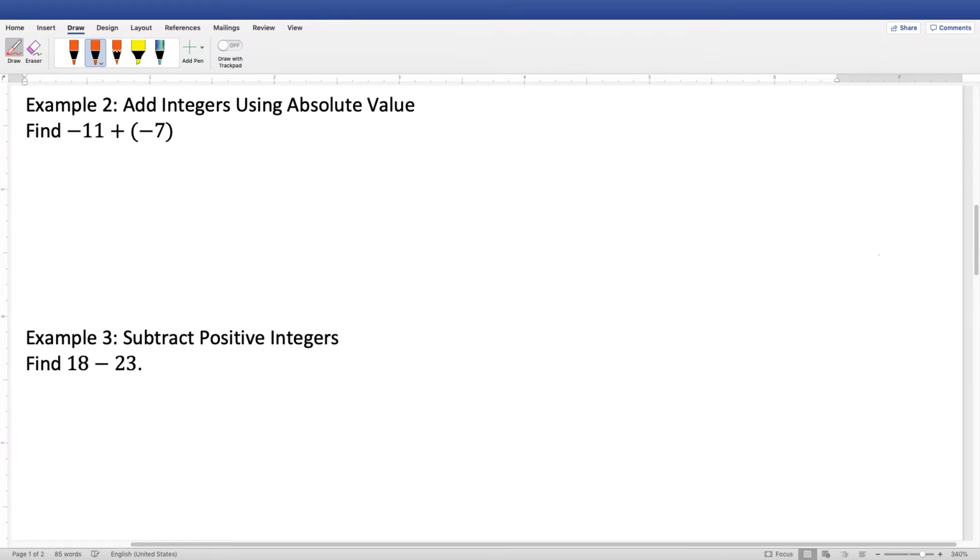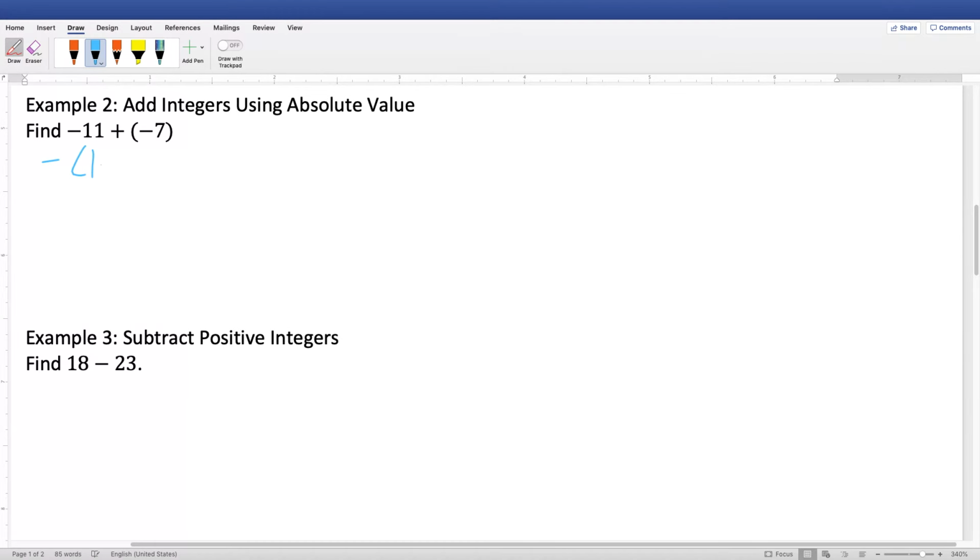Example 2, if you use the absolute value method, which I'm going to show you but I'm not going to require you to do. What they ask you to do when they say use the absolute value method is take the absolute value of both and tell me what the answer is going to be. So I have a negative number plus a negative number, negative 11 plus negative 7. Is my answer going to be positive or negative? Negative. So my final answer is going to be negative.